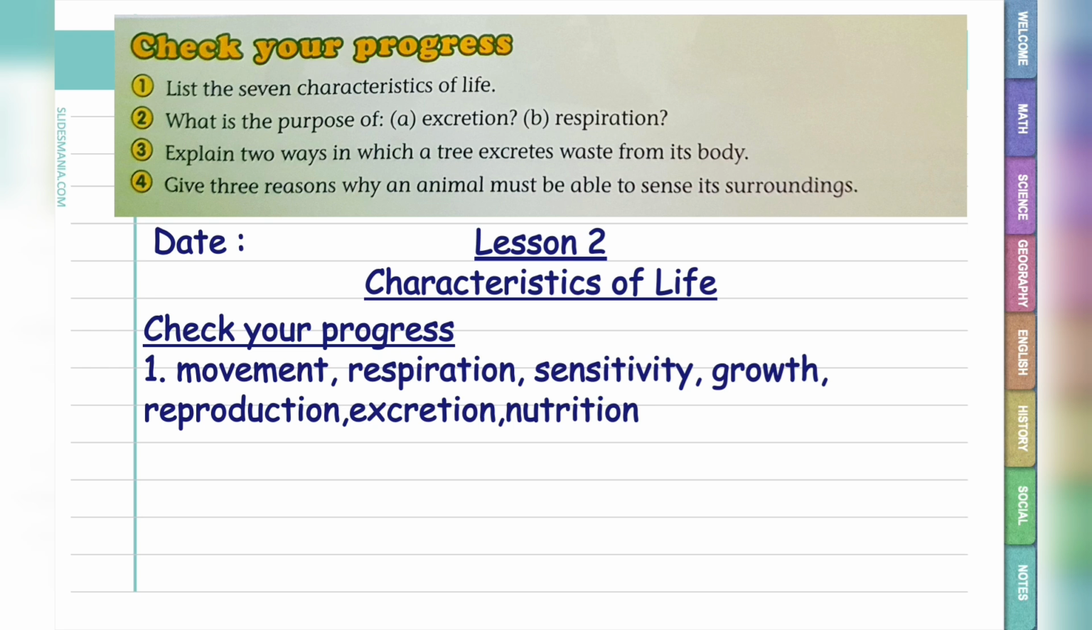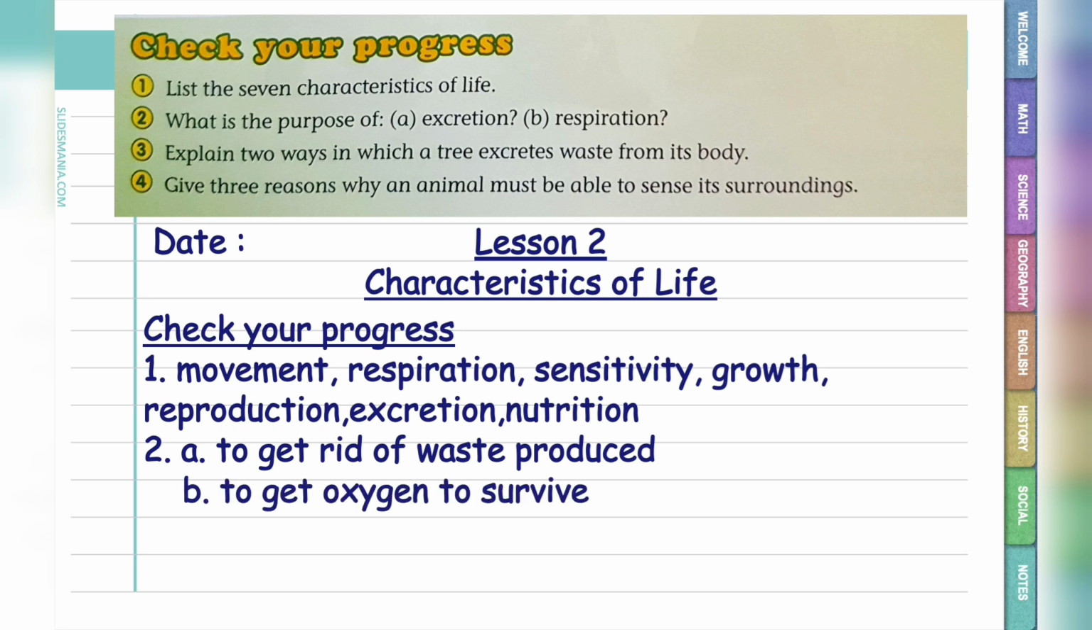Now, what is the purpose of excretion? Why do we need to have excretion? Yes, to get rid of the waste which is produced. What about respiration? Why do we breathe? Yes, to get oxygen to survive. And also, the oxygen is taken into the body to react to the food, so it gives us energy. So that is also one of the purposes of respiration.